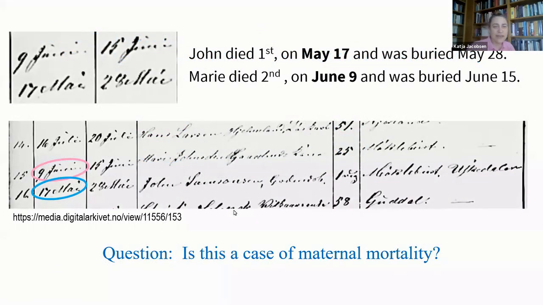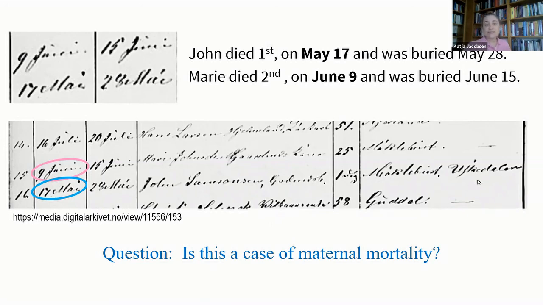If we zoom in on that, you'll see that John, who is listed second, actually died first. He died on May 17 and was buried on May 28, and Marie died second on June 9, and she was buried on June 15.